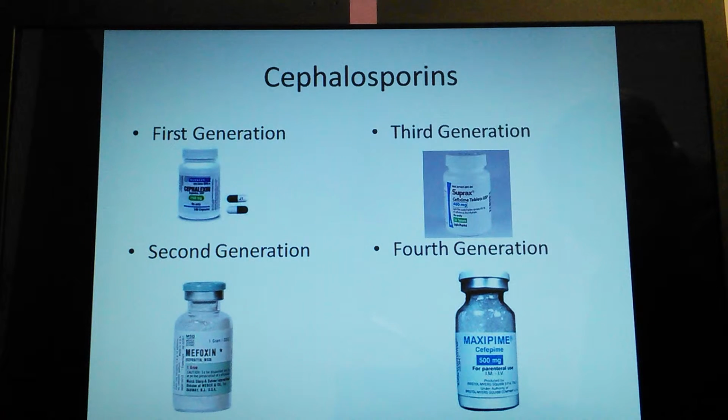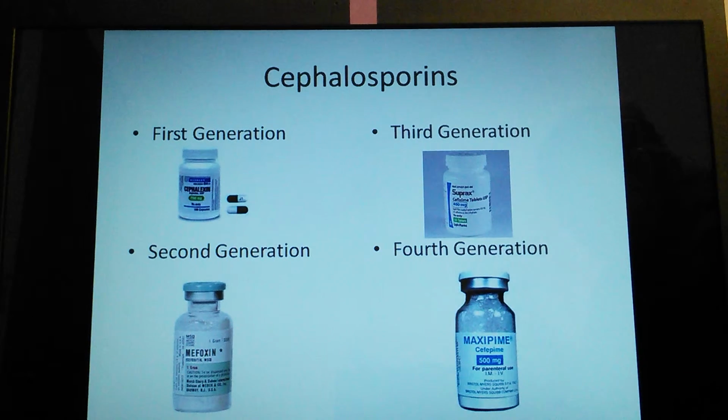For cephalosporins, there are also 4 categories. An example of the first generation cephalosporins is the cephalexin. An example of the second generation cephalosporins is the cefoxitin sodium. An example of the third generation is the cefixime. An example of 4th generation is the cefepime.